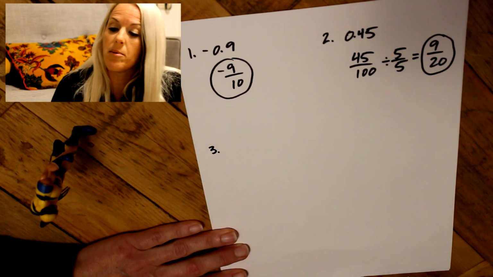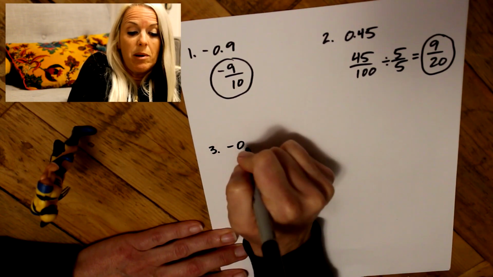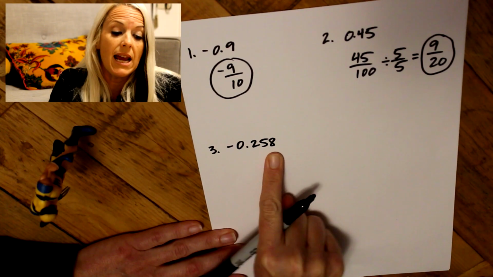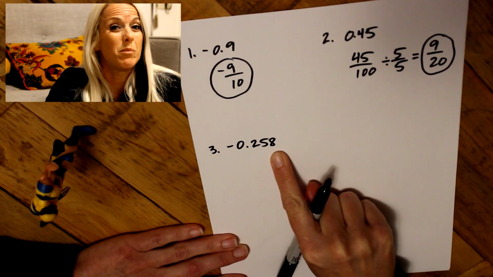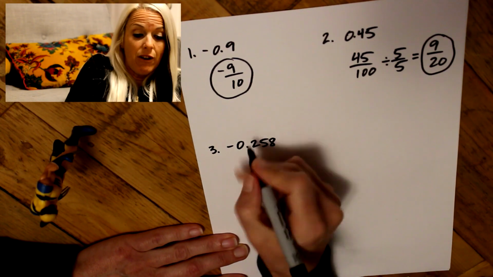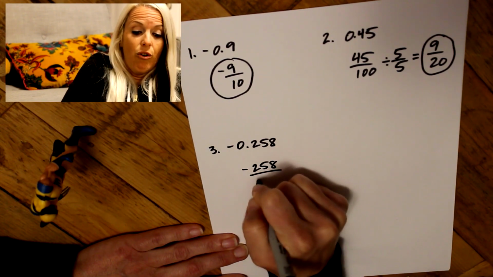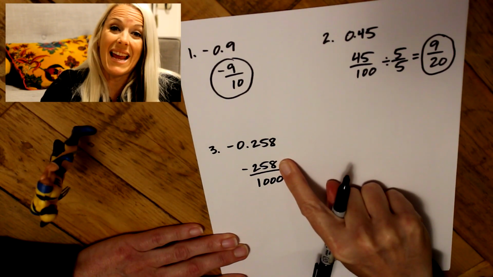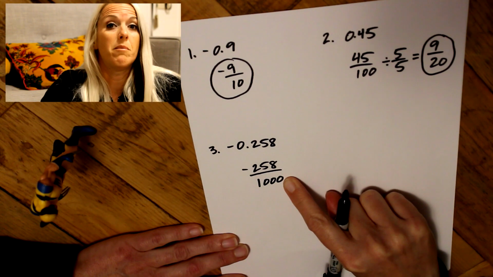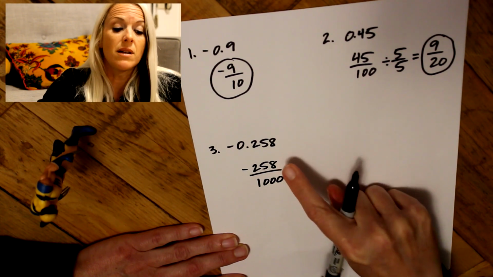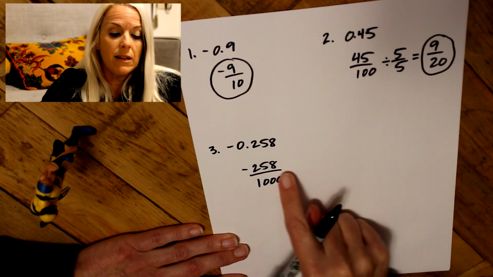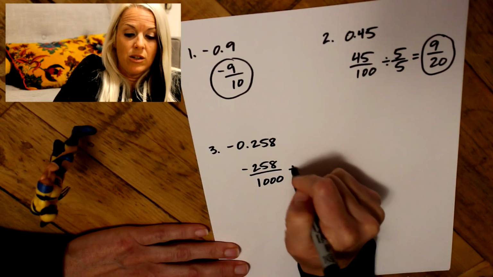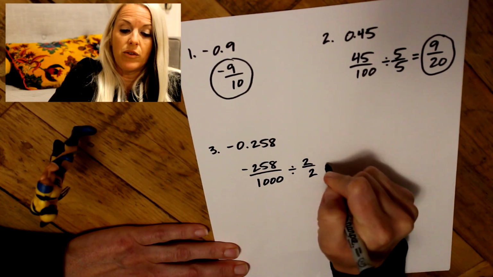All right, so for problem number 3, we're gonna try a little bit bigger of a number. This we would say -258 thousandths because it ends in the thousandths place. So we're gonna go ahead and write that as a fraction, -258 over 1,000, -258 thousandths. Because that's an 8 and that's a 0, those are both even numbers. So I know that both of these numbers are divisible by 2. Again, when the last digit of any number is even, the whole number is divisible by 2. So I'm going to go ahead and do divided by 2 over 2.